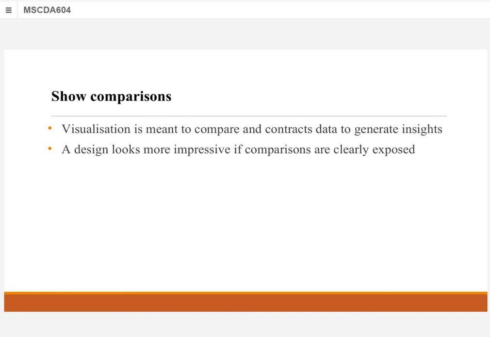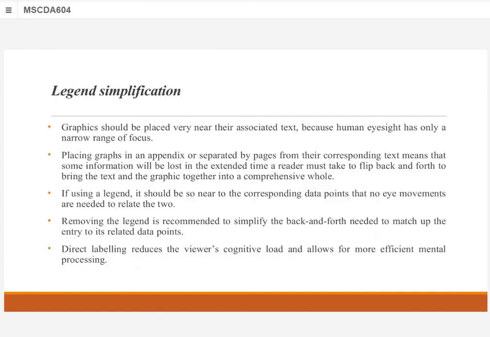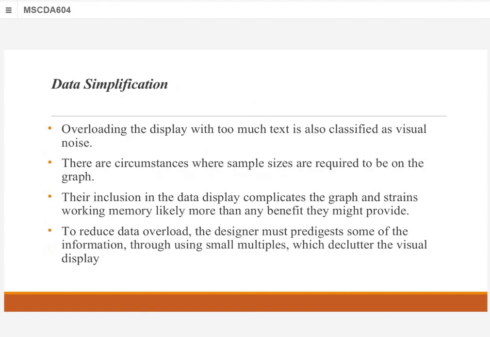And I've talked of comparison. It's easier for people to perceive things when you compare things. Like when comparing the older and the younger population, you can place older percentage values on top and the younger percentage values at the bottom. So it becomes easy for people to compare. Oh, this is older or this is younger. Right. Then legend simplification.